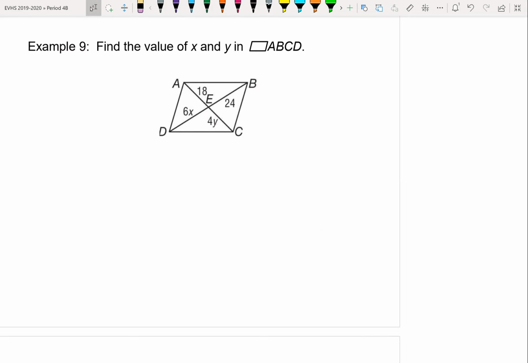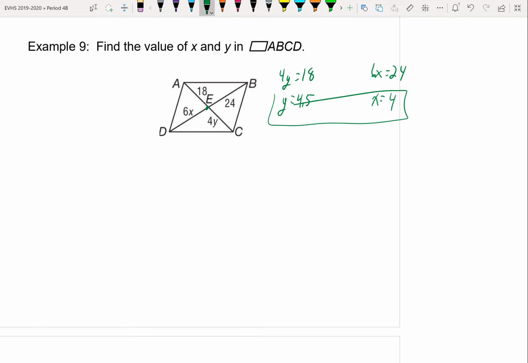All right, let's find our values of x and y. Here I know that, since it's a parallelogram, it gives me that with this symbol here, point E is a midpoint of both AC and DB. Therefore, 4y has got to equal 18, and 6x has got to equal 24. So we divide through. 18 divided by 4 gives me 4.5, and 24 divided by 6 is 4. So 4.5 and 4.